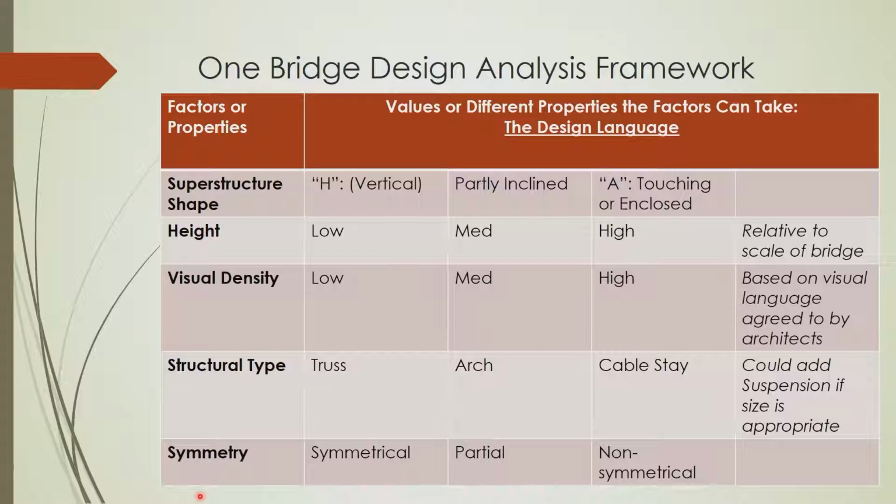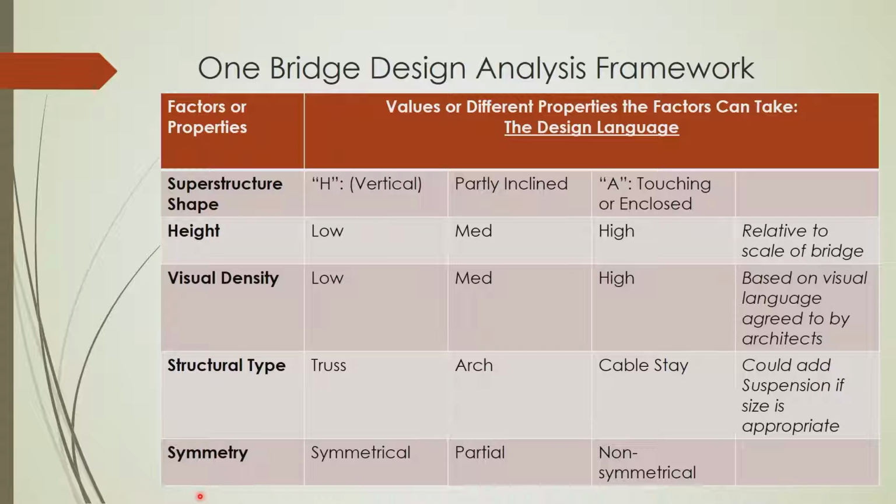And here's the design language that we developed for the bridges. So as we talked about, the superstructure shape goes from H to A. So you see we gave it 3 values, from vertical to partly inclined to touching. The height, which is literally the height of the bridge relative to its length. And this height has a number attached to it that is assigned based on how long the bridge is. So it's a sort of ratio. But again, there was an agreement about what these values meant so that we could assign every bridge a different height score. Visual density we just talked about, and you see that we chose to have 3 values for visual density.